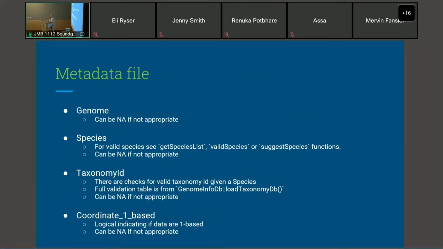And then coordinate one based is just for annotation, to know if you're zero or one based, since some platforms index differently. It's important to know for annotation purposes.